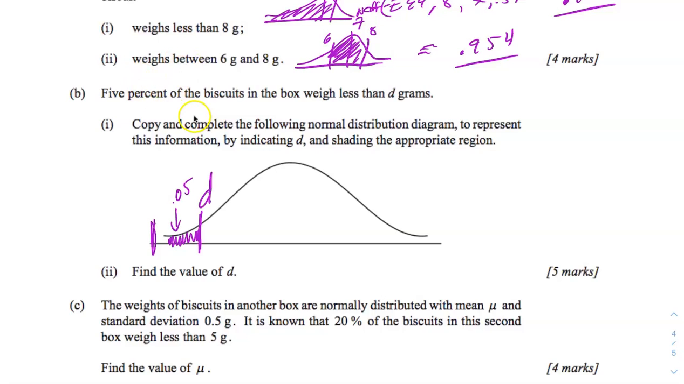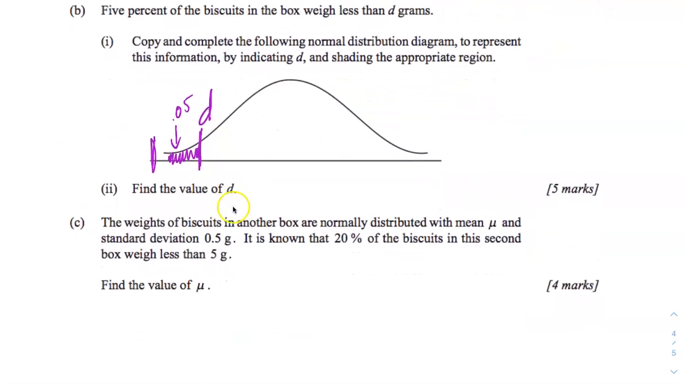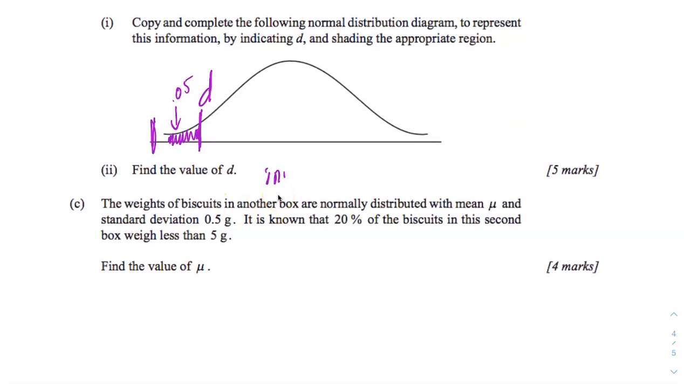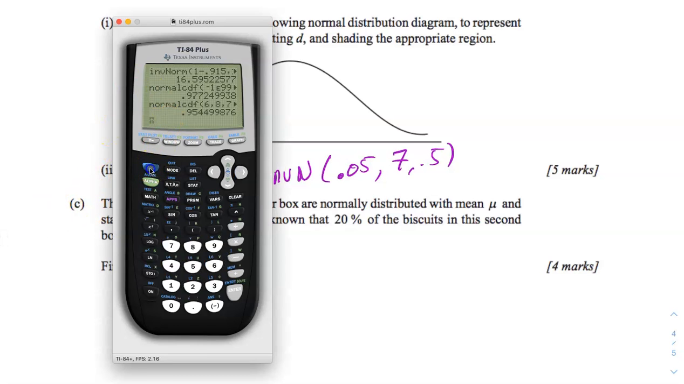Again, 5%, less than, start on the left side. If it's a greater than, you start on the right side. Find the value of D. Well, it's going to be inverse normal. It's the left-hand side, so it works out for me. My mean and standard deviation are the same, so it's 7 and 0.5. Put that in our calculator. Second distribution, inverse normal, 0.05, 7 and 0.5. And I get approximately 6.18. So there we go.